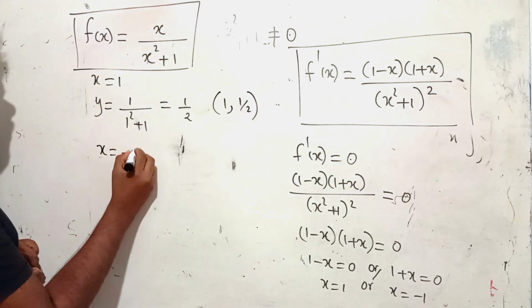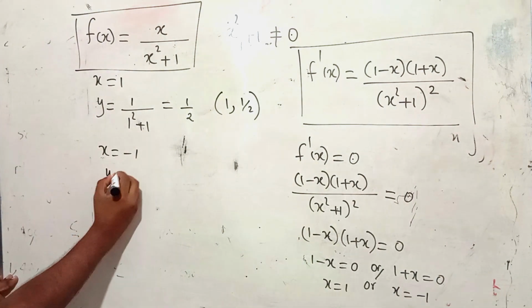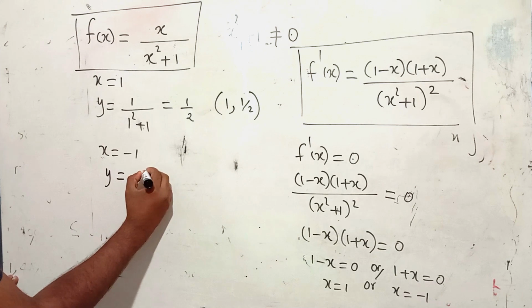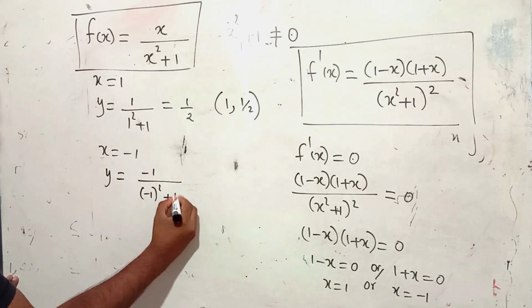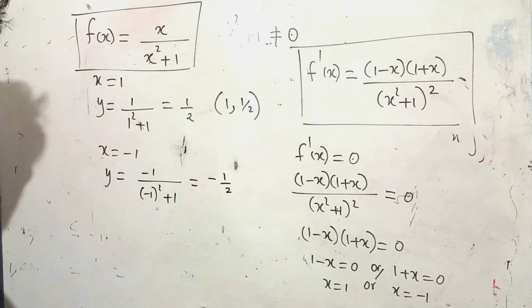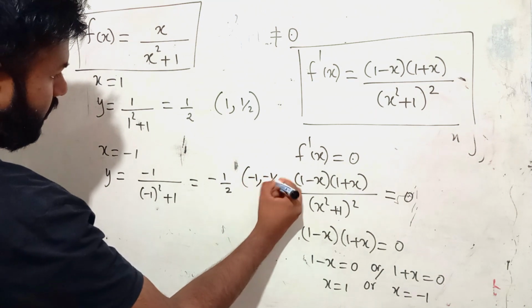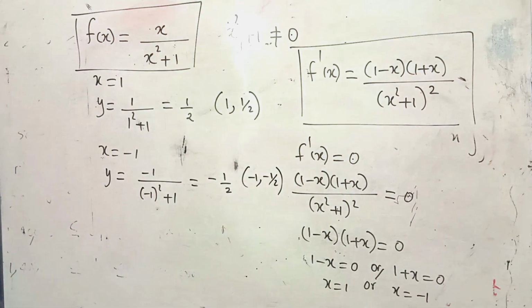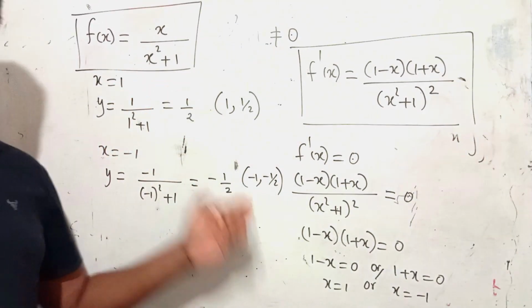When x is equal to negative 1, what about y? y is equal to minus 1 over (minus 1) squared plus 1, so that is quite obvious, minus half. So the other turning point is (minus 1, minus half). So these are the two turning points. But still we don't know what kind of turning points these are.